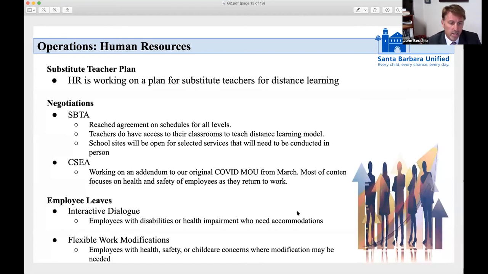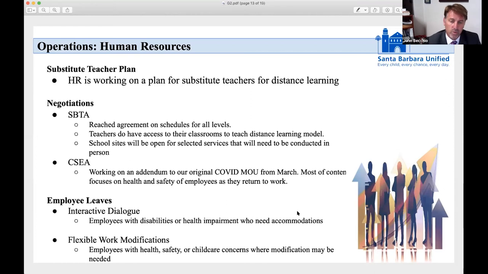And then I wanted to mention employee leaves, because this is a topic we're spending a lot of time on right now. We're getting a lot of requests for particular circumstances that employees have around COVID-19, so we've developed a process. It's kind of a two-pronged approach. Someone who requests work accommodations goes into an interactive dialogue process with HR, whereby we have a meeting with the supervisor and the employee and talk through the health issues or disabilities, if they have a disability, and accommodations that might be necessary.